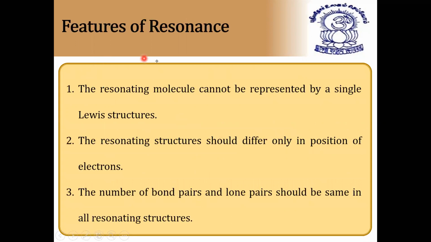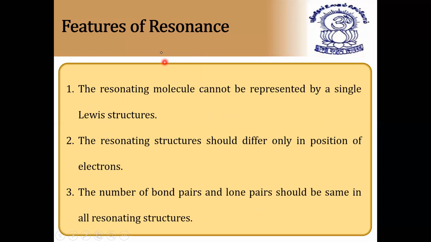What are the properties or features of resonance? The resonating molecule cannot be represented by a single Lewis structure. Already we know that if a molecule has more than one Lewis structure, then that molecule is exhibiting resonance. Why is it exhibiting more than one? Because of the position of electrons. The resonating structures should differ only in the position of electrons, and the number of bond pairs and lone pairs should be the same in all resonating structures.